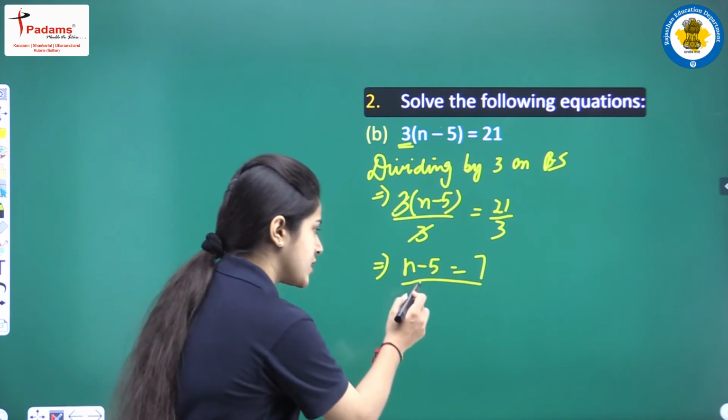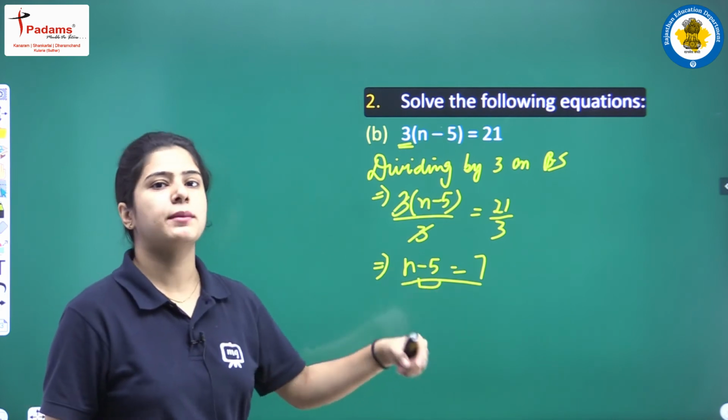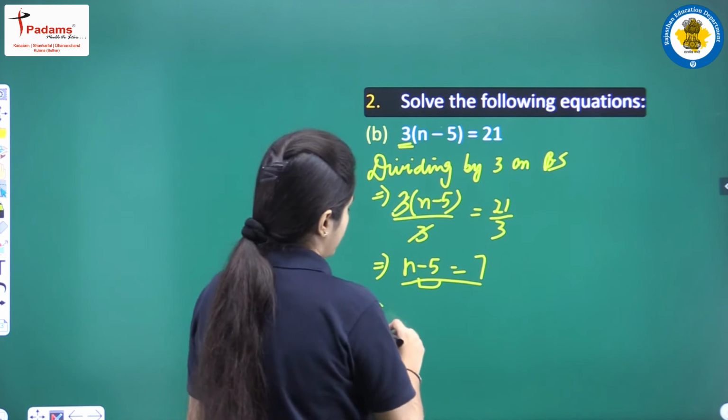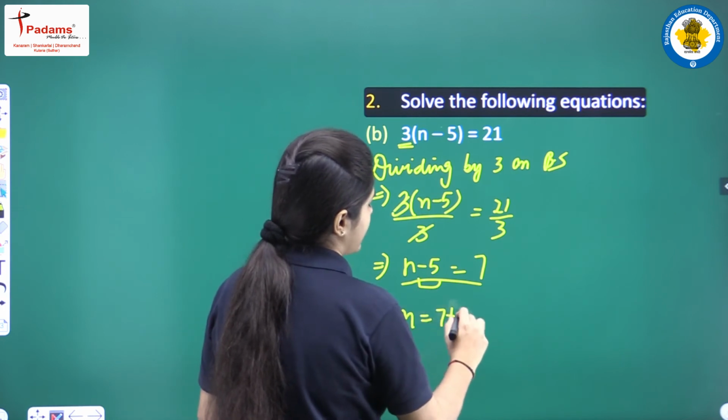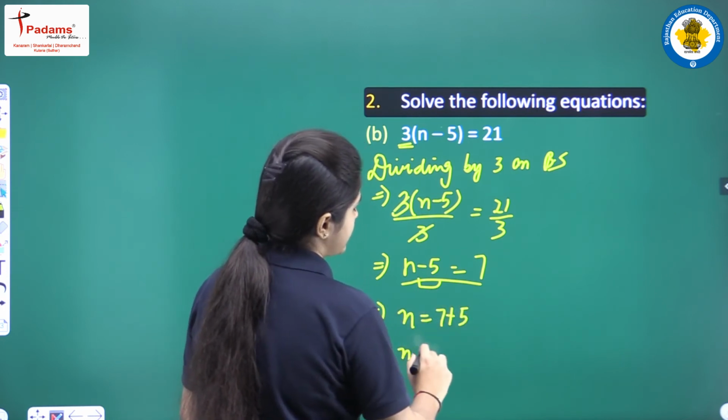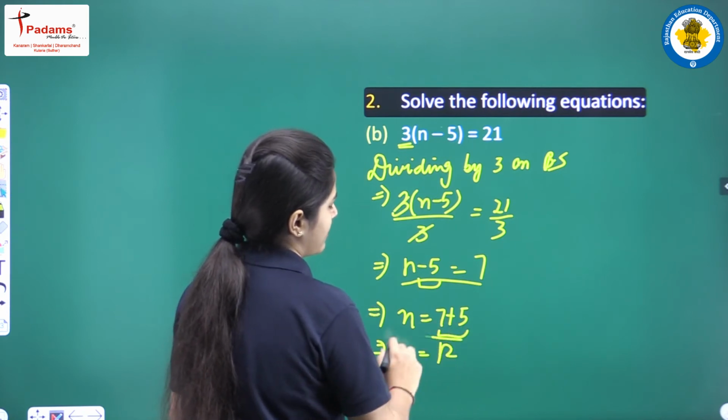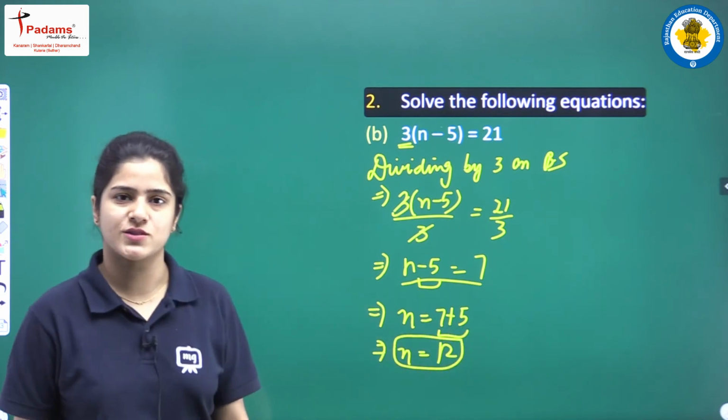Now if you transpose this minus 5 to the right hand side, it will become plus 5. So n is equal to 7 plus 5, so n is equal to 12. So n is equal to 12 students.